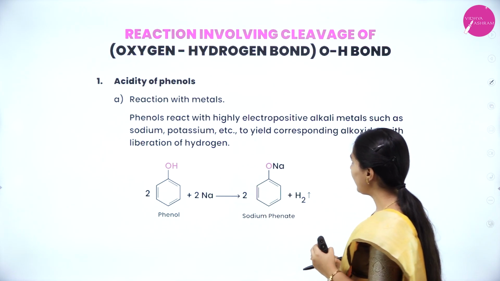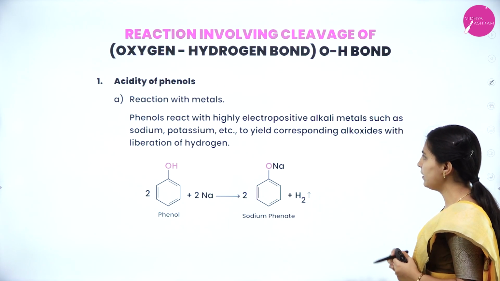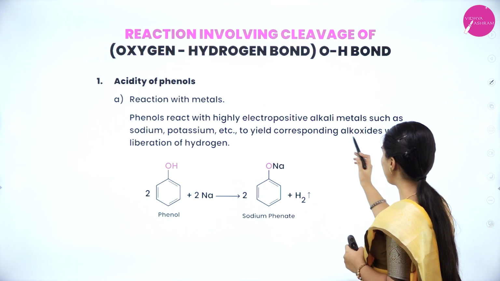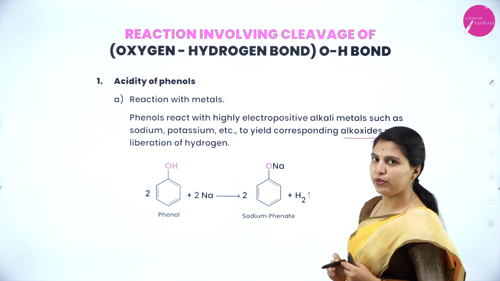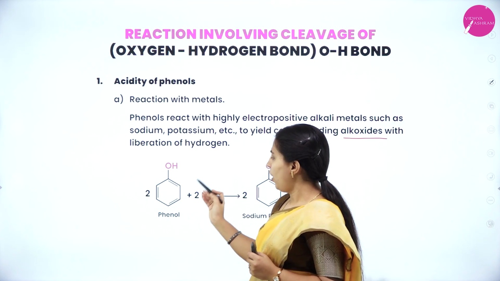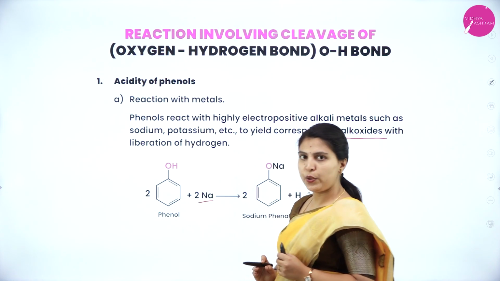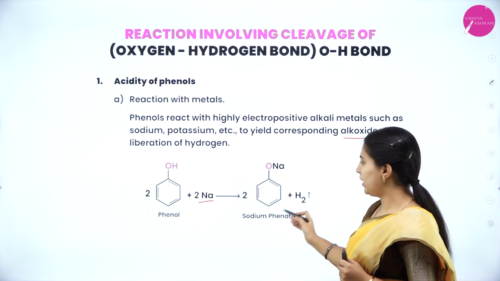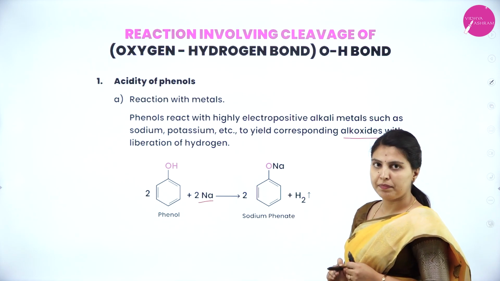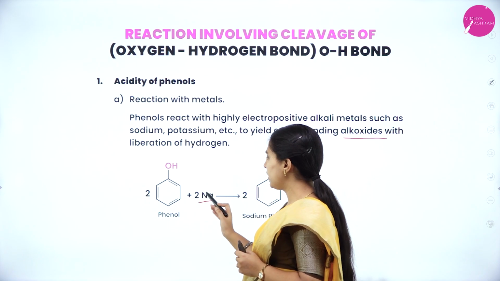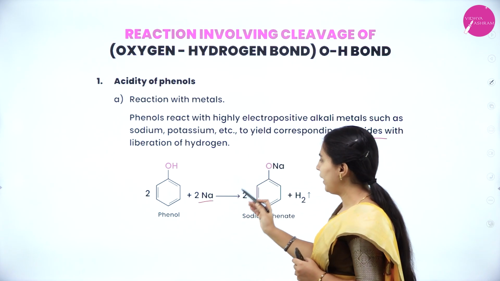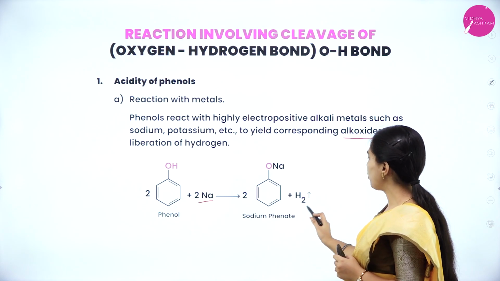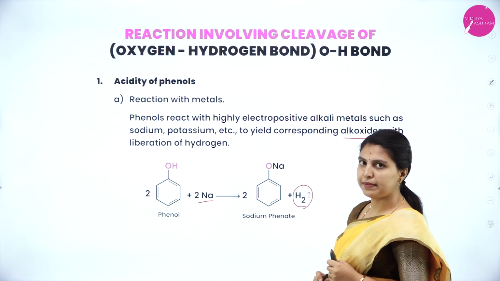Phenols react with highly electropositive alkali metals such as sodium, potassium, etc. to yield corresponding alkoxide with liberation of hydrogen gas. Phenols will react with electropositive metals and form alkoxides with the liberation of hydrogen gas. Here we will see phenol is reacting with electropositive metal like sodium, and it will form sodium phenate, which is an alkoxide, with the liberation of hydrogen gas.